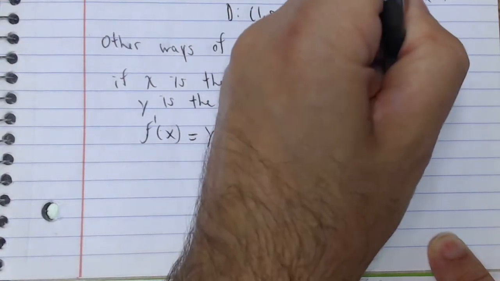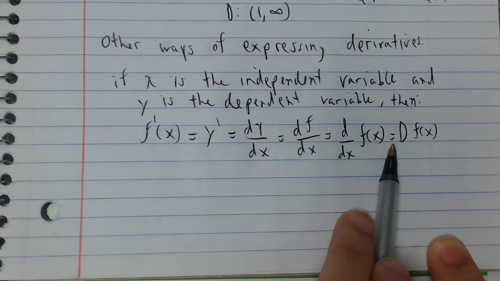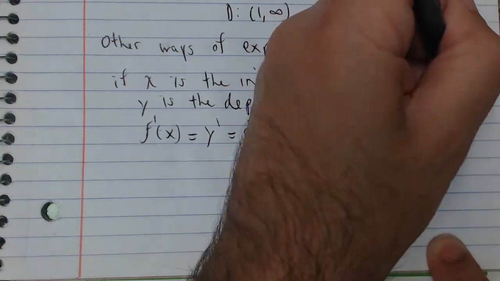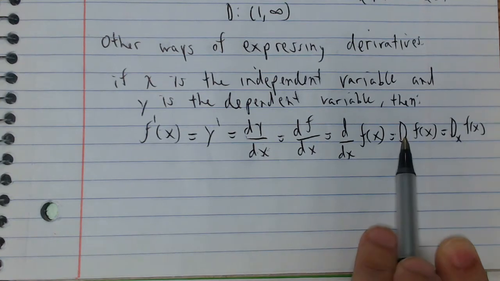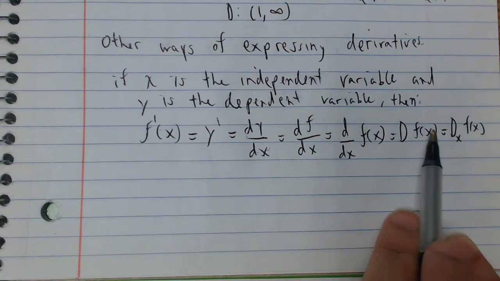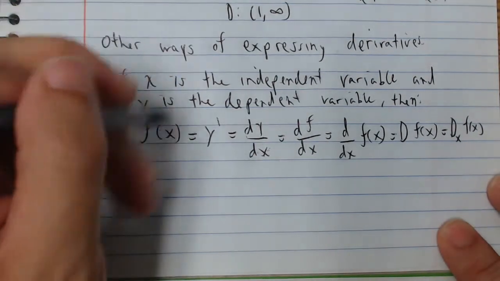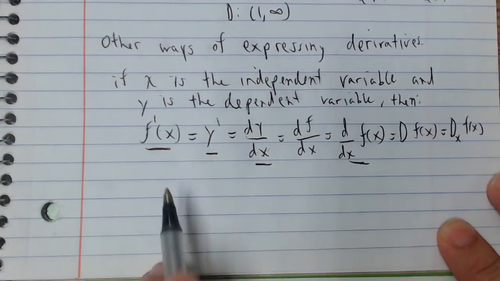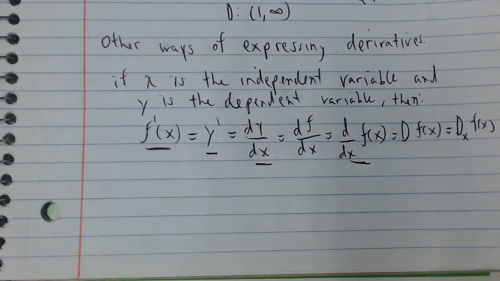And then you could have capital D f of x, this is called the differentiation operator. Which means find the derivative of f with respect to x. Or you could have capital D sub x of f of x, which is basically saying the same thing as that. It's just being a little more specific. It's saying find the derivative with respect to x. So these all mean the same. In this class, the ones that I've underlined, you're going to see more commonly than the other ones.